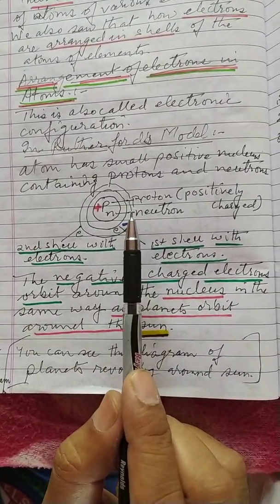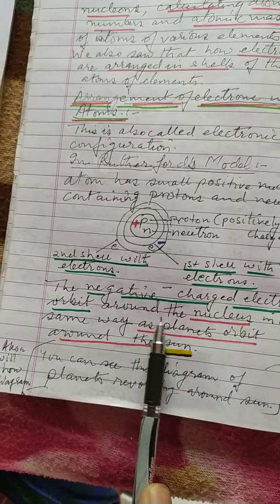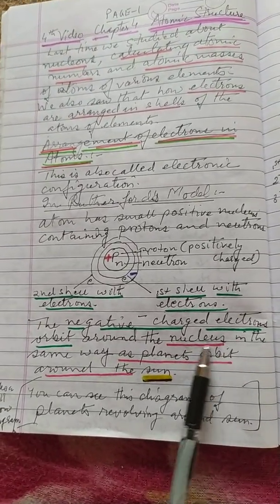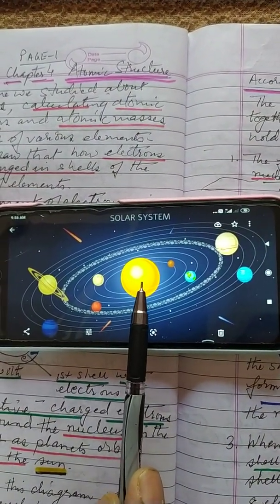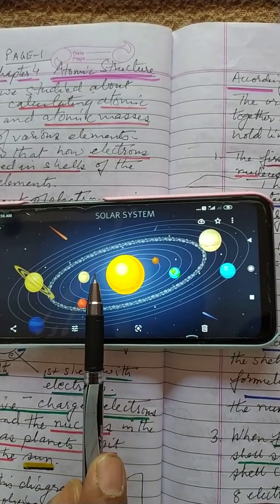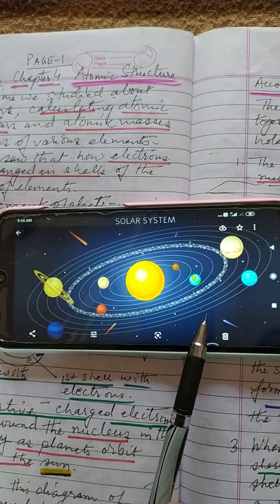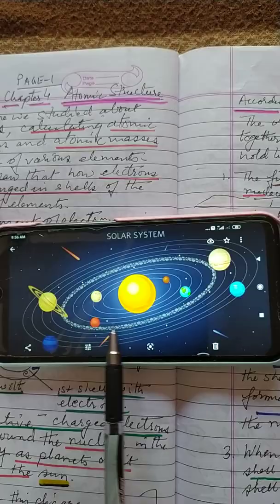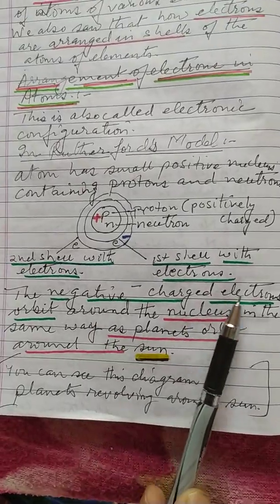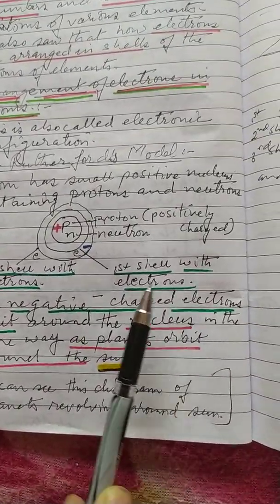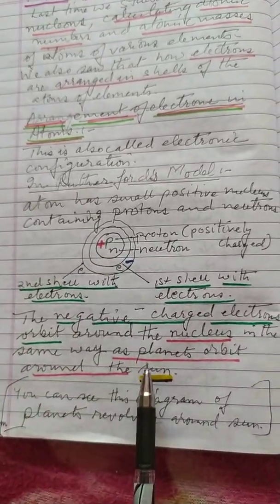The negatively charged electrons orbit around the nucleus in the same way as the planets orbit around the sun. You see here Mercury, Venus, Earth, Mars, Jupiter, Neptune, Pluto, all these planets revolving around the sun. Likewise, the negatively charged electrons also revolve in energy shells around the nucleus.